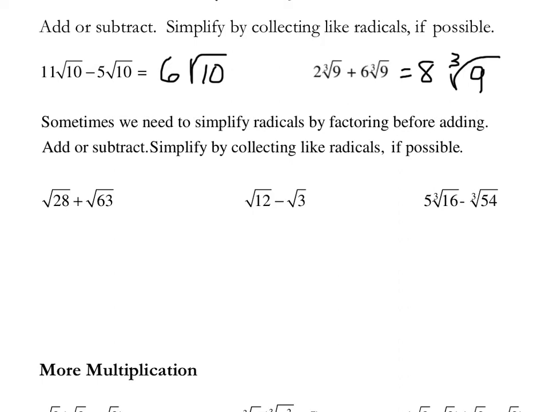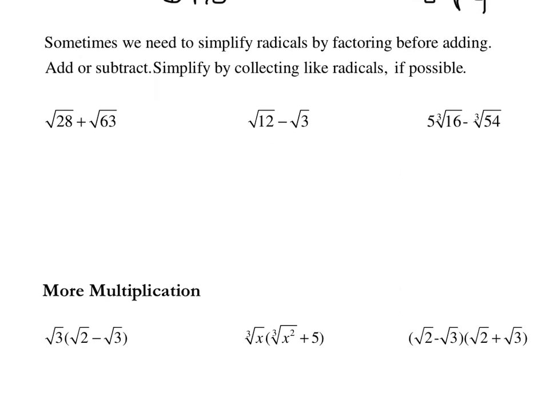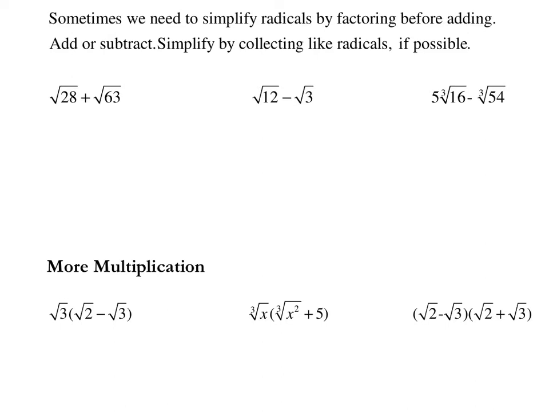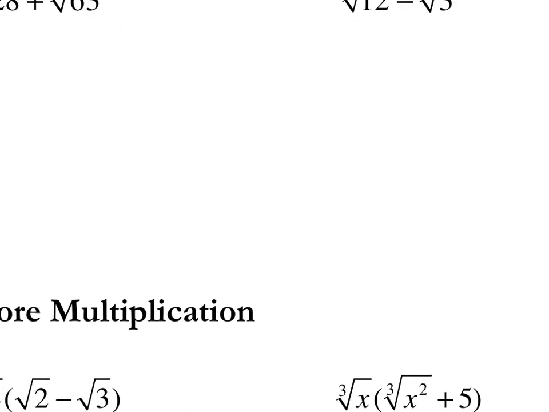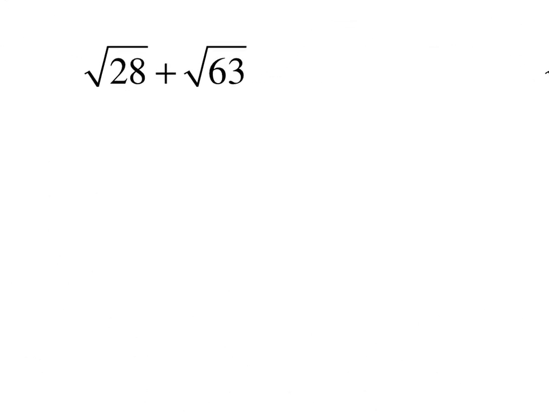Sometimes we need to simplify radicals by factoring before adding. Add or subtract, and simplify by collecting like radicals if possible. So this first example, we have the square root of 28. Now 28 is 4 times 7. So that's the square root of 4 times the square root of 7. Square root of 4 is 2, square root of 7.